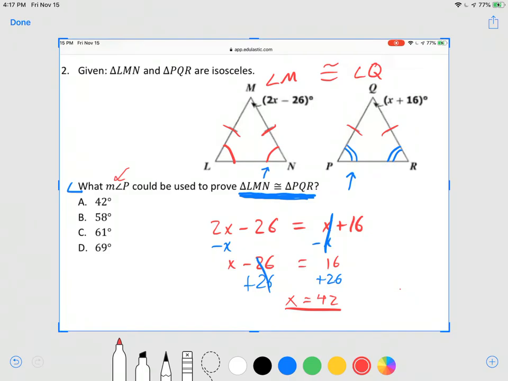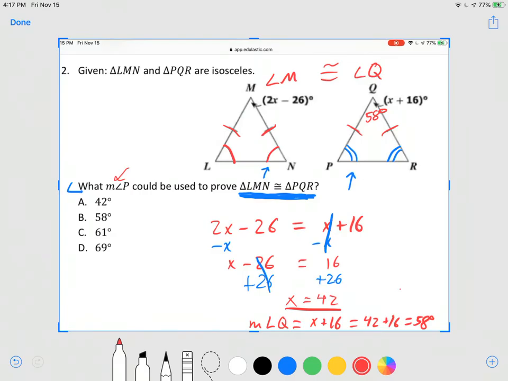Okay, now at this point we haven't figured out the measures of any of the angles yet. But we could figure out what angle Q is. And the reason is because the measure of angle Q is equal to x plus 16, which, now that we know what x is, we could plug it in. It's 42 plus 16, which is 58. Okay, so angle Q is 58 degrees.